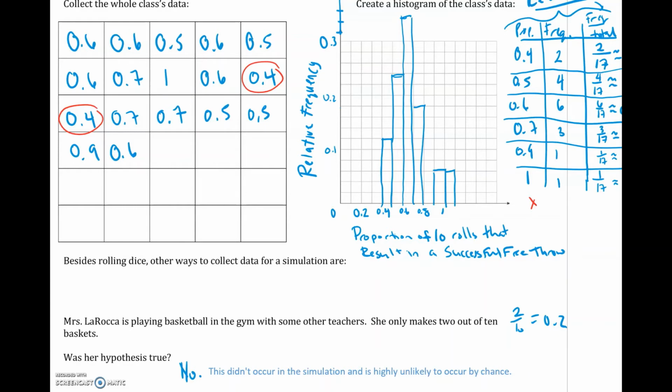Okay, so going back up to the question, besides rolling dice, other ways to collect data for a simulation are, and like I said, the simulation doesn't actually have to be the activity. We're not going out and throwing baskets. We used a die based on her information saying she can make the free throw baskets 4 out of 10 times. So we used that to create a simulation.